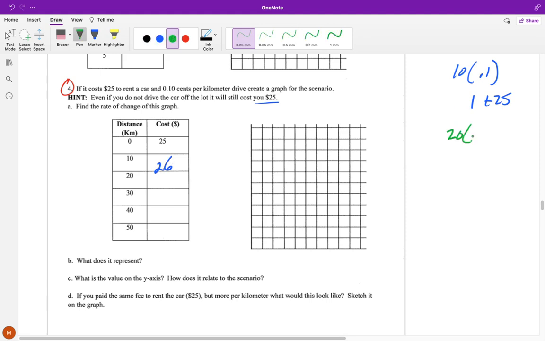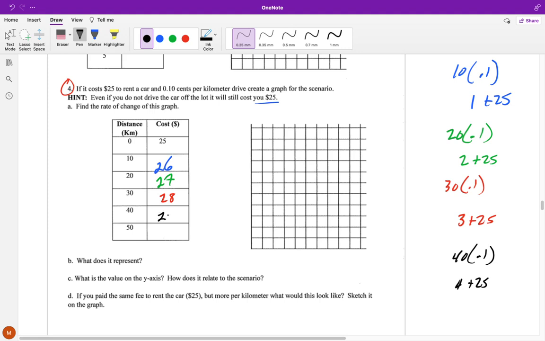For 20 kilometers, we would still times that by 10 cents. That's 2 plus 25, which is then 27. For 30 kilometers times 10 cents, that's 3 plus 25, which is now 28. For 40 kilometers, that's 4 plus 25, which is now 29. And for the last one, 50 kilometers, or 50 times 0.1, which is then 5 plus 25, which is then 30. So I'm going to now create my axis.